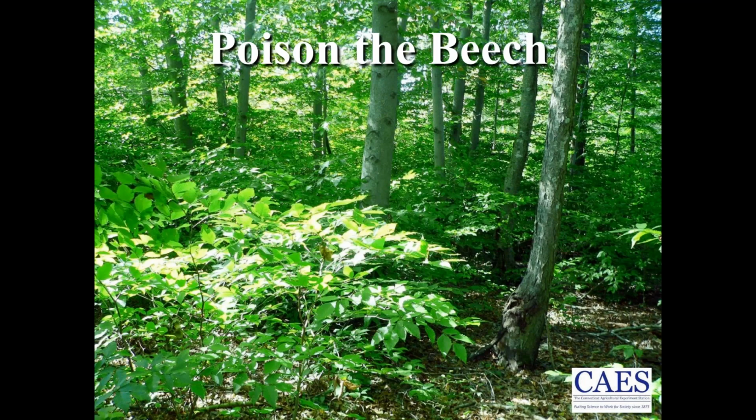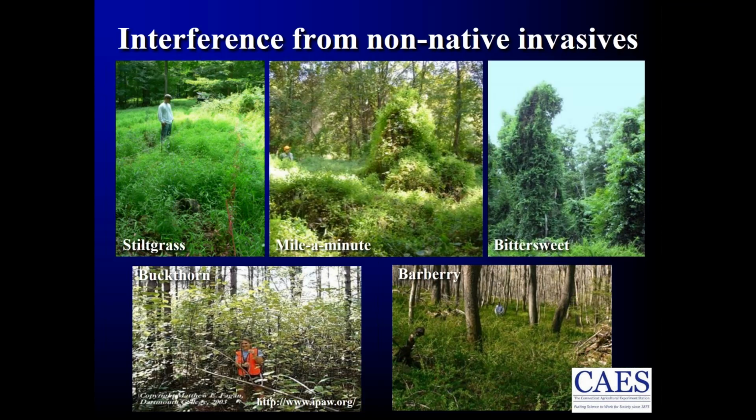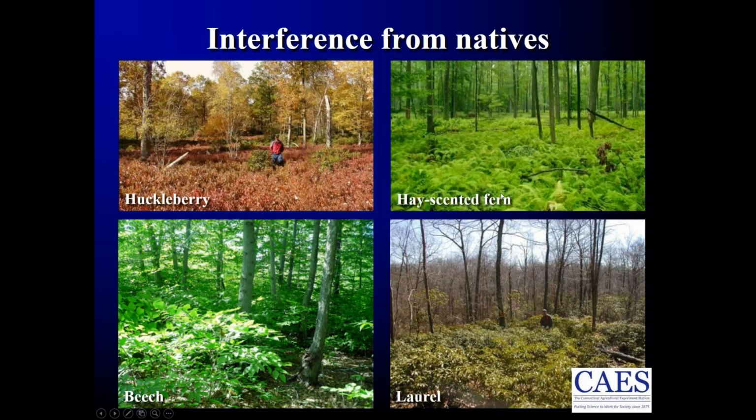So getting to Bill Niles' thing where he talked about, you know, shoot the deer, poison the beech. Well, it's more than beech. You know, there's a lot of non-native interfering species out there. I said, you know, we have stiltgrass and mile-a-minute and bittersweet. You guys have buckthorn. When it gets warm, you'll get our problems. But also some of the natives can be interfering species, especially in areas where there's a lot of deer.